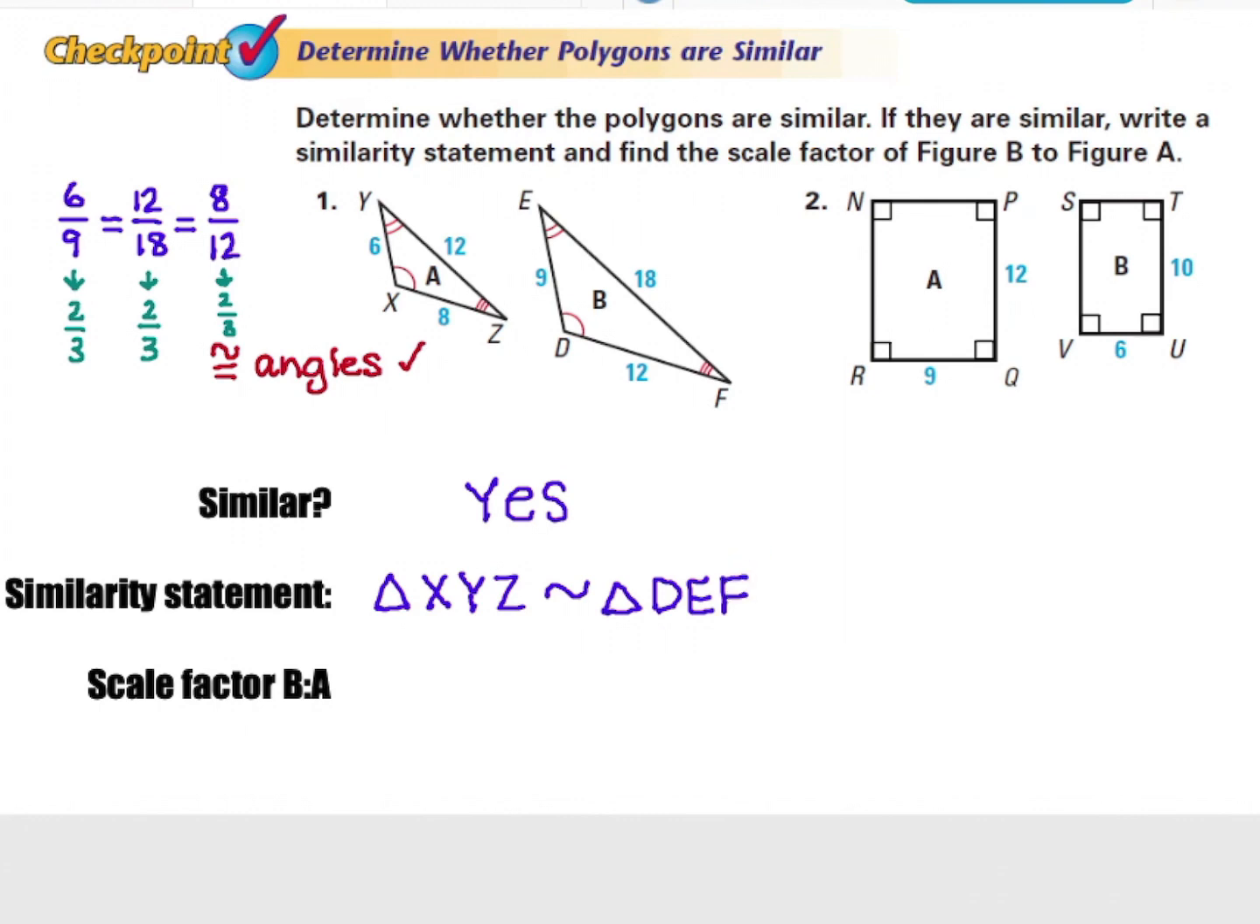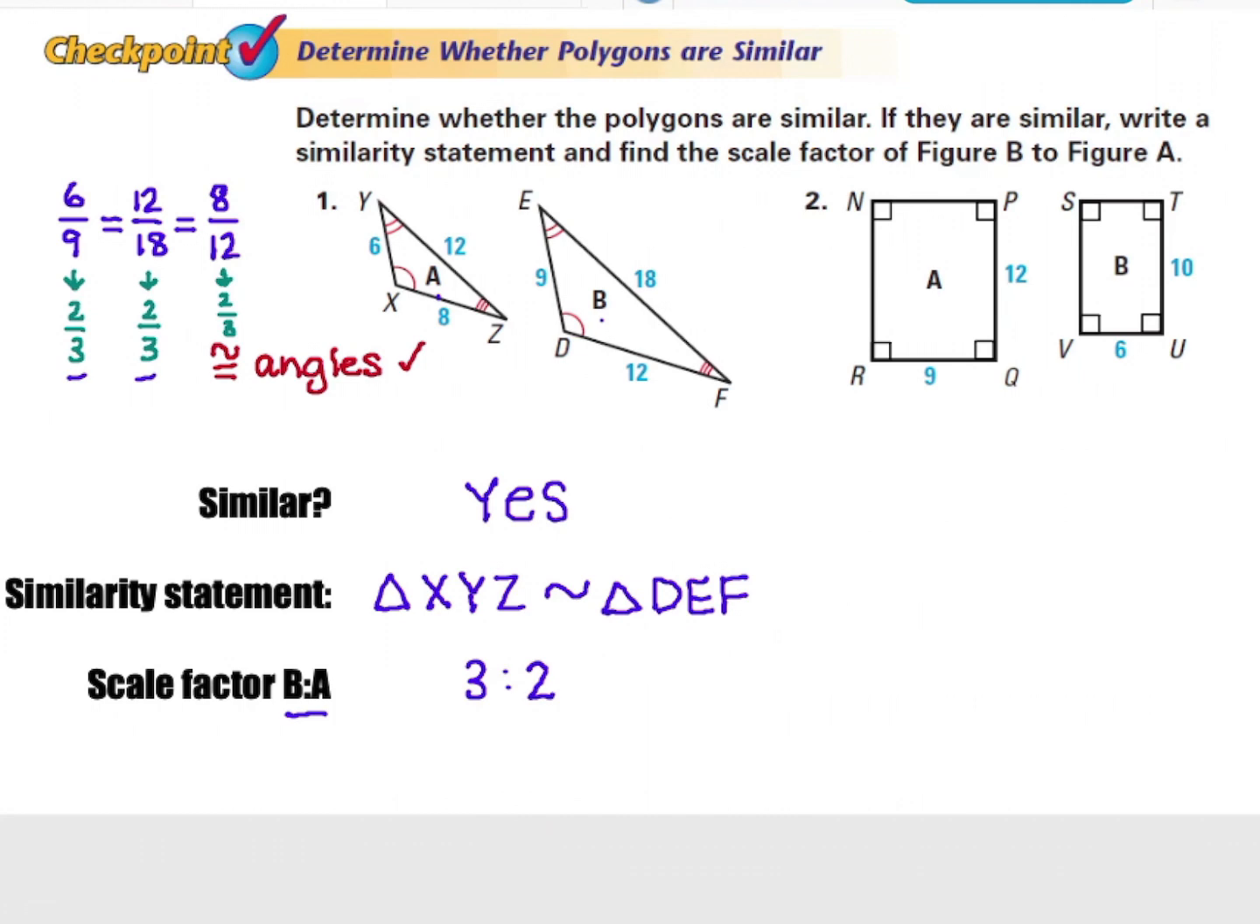And what is our scale factor? Your scale factor naturally pops out when you reduce those fractions. So do you see all those 2/3? Be careful though. Did you see they're asking me for the scale factor B to A? That's the big one to the little one. So it's not 2 to 3, it's actually 3 to 2. Kind of tricky. All right, let's check out those rectangles.